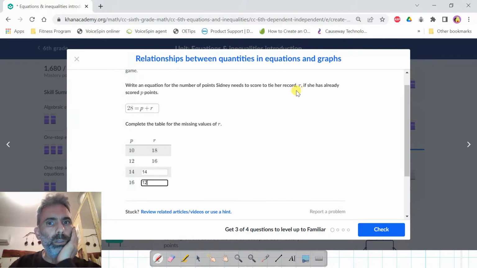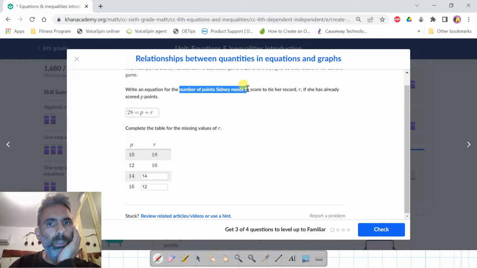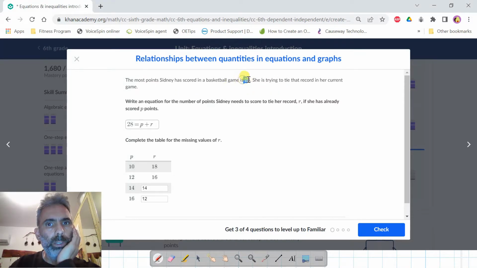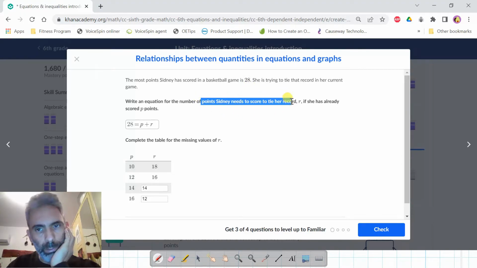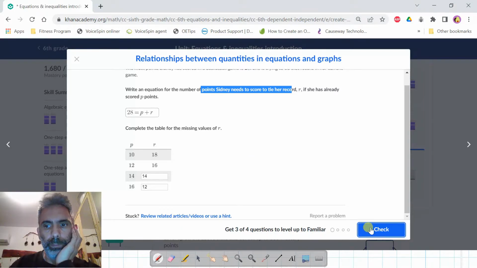So R represents the number of points she needs to score to tie her record. This is her record. 28 is her record. So R does not represent a record. R represents the points she needs to score to tie her record. That confused me in the beginning. Okay.